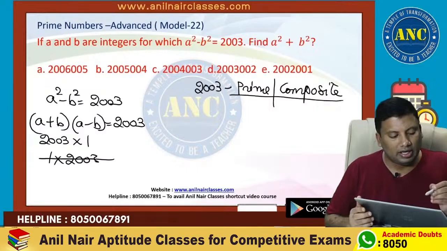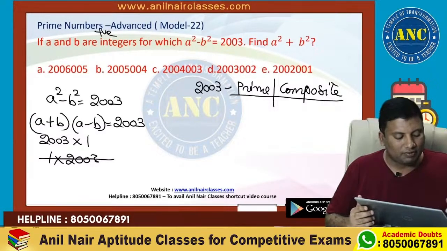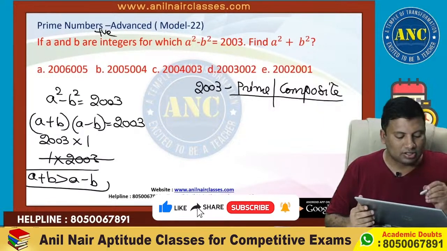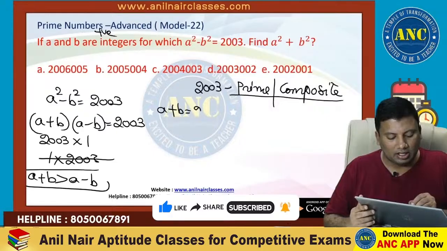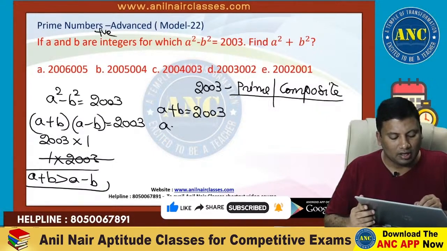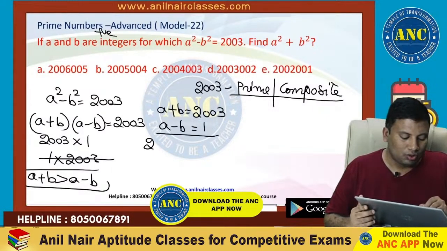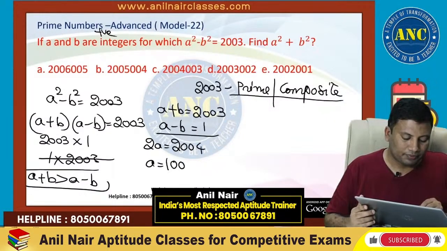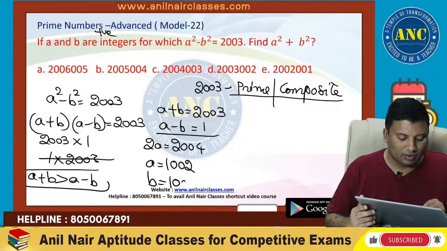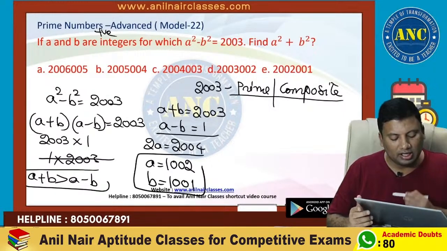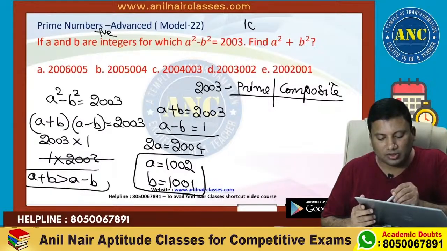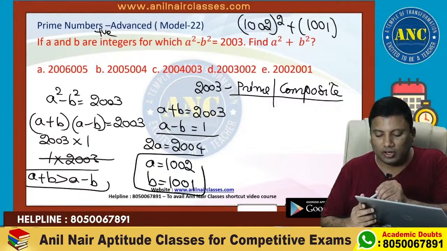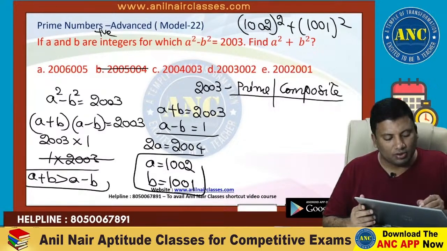These are positive integers. The sum of two natural numbers is always greater than the difference between them. That means A plus B is 2003 and A minus B is 1, so 2A equivalent to 2004. A is 1002 and B is 1001. Now A square plus B square is 1002 square plus 1001 square. The unit digit is 4 plus 1, 5, so the answer's unit digit should be 5.